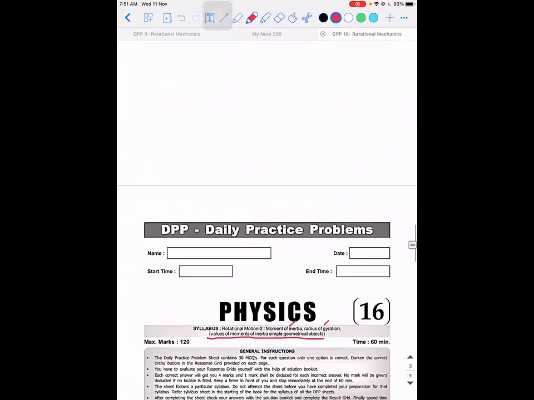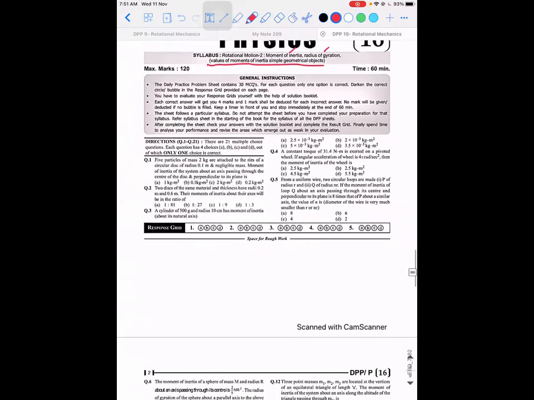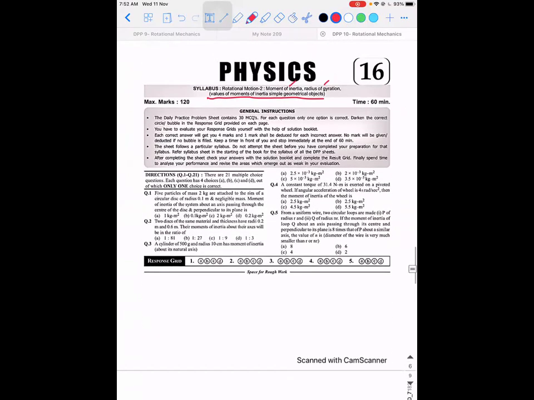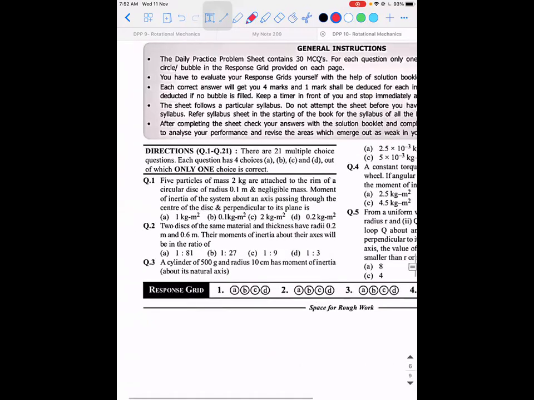With this knowledge, we will start solving the problems. If anything is needed, at that point, I'll explain. So 5 particles of mass 2 kilogram are attached to the rim of a circular disc of radius 0.1 meter and negligible mass. Moment of inertia of the system about an axis passing through the center of the disc and perpendicular to its plane is.